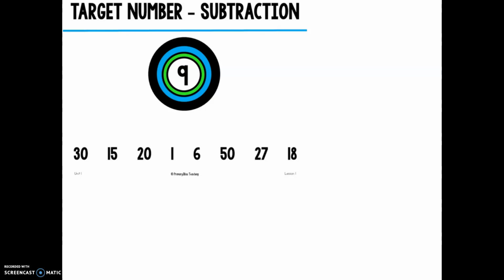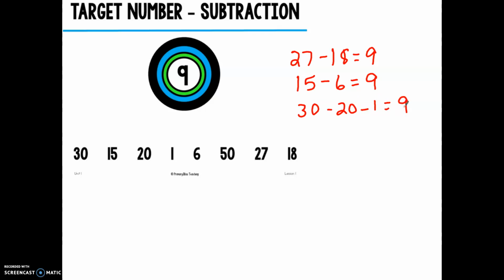I came up with just a few. I came up with 27 minus 18 equals 9. 15 minus 6 equals 9. 30 minus 20 minus 1 equals 9. And then I also came up with 30 minus 15 minus 6 equals 9. Now I could have done 18 minus 1 minus 1 minus 1 minus 1 minus 1 until I got to 9, because we can use the same number more than once.